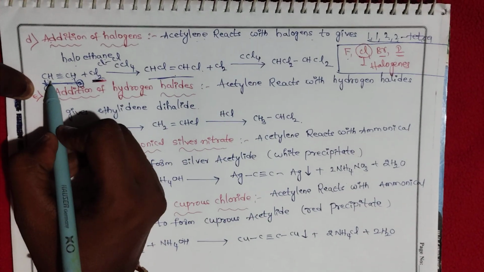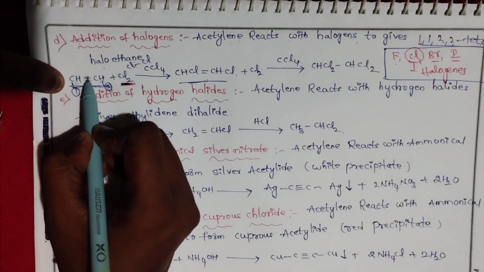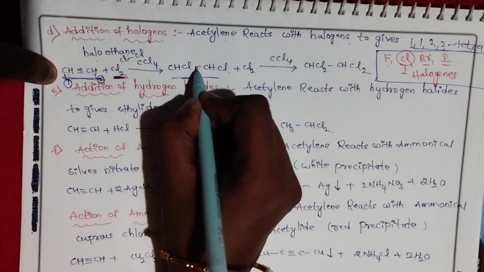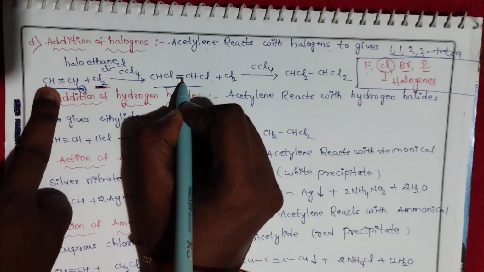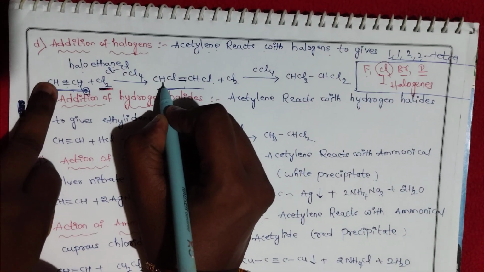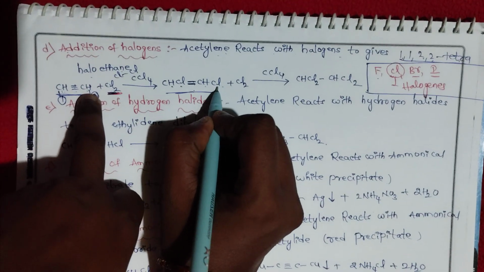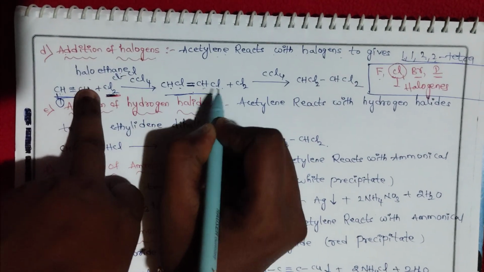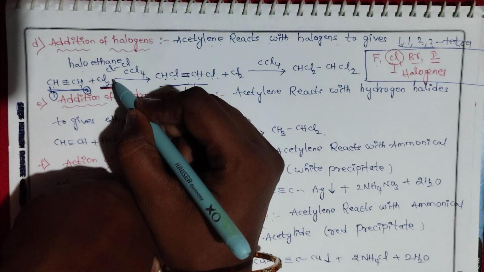So what was the product? I will tell that. By the addition, the bonds decrease. The triple bond is converted initially into a double bond, and on this side one chlorine is added, which is why CHCl. On the other side we also add another chlorine, which is why CHCl. So this is the initial product of the addition of halogens.